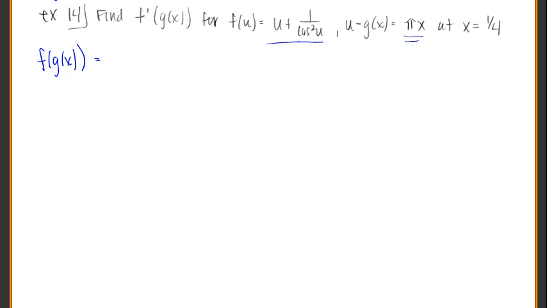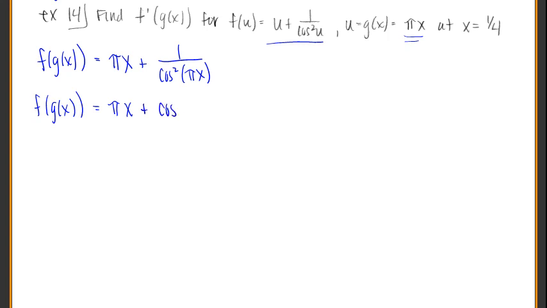So combining the two, u now is pi x, plus 1 over cosine squared u. So it's going to be cosine squared pi x. And what I might go ahead and do is, just so I can really see all the exponents and I don't have to do the quotient rule, I'm going to write this as cosine to the negative 2 pi x, because I don't want to have to do the quotient rule if I don't have to. All right, let's start with the derivative.